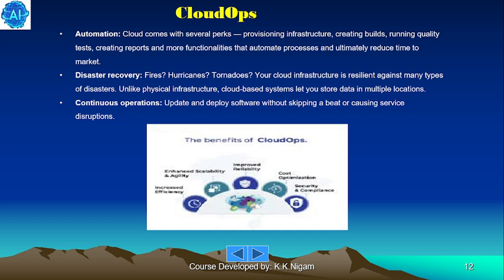Disaster recovery. Fires, hurricanes, tornadoes. Your cloud infrastructure is resilient against many types of disasters. Unlike physical infrastructure, cloud-based systems let you store data in multiple locations. Continuous operations: update and deploy software without skipping a beat or causing service disruptions.